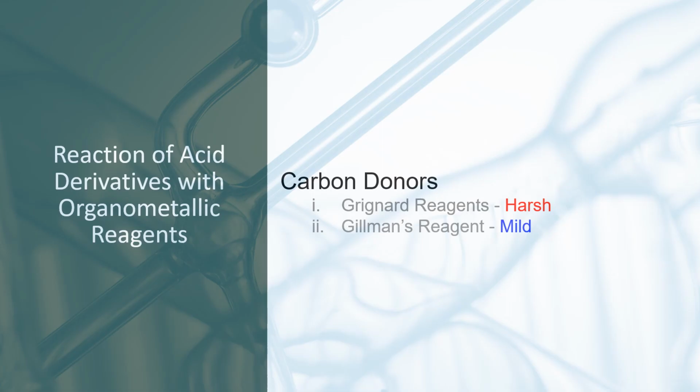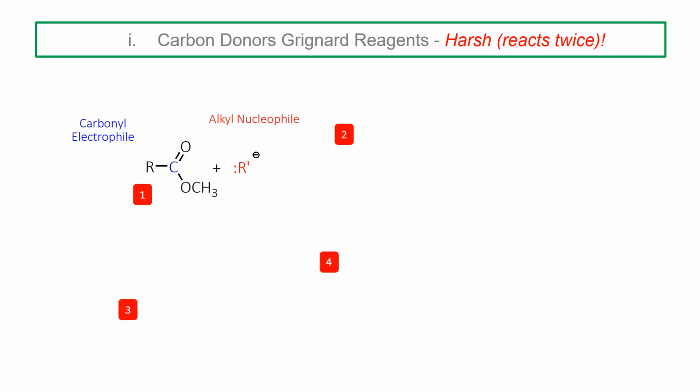In this section, we will use acid derivatives as our source substrate to compare the difference between Grignards and organolithiums, which are harsh carbon donors, to the Gilman reagent, which is a mild species. We'll demonstrate the differences by looking at the mechanism of the Grignard versus the Gilmans using esters or acyl halides.